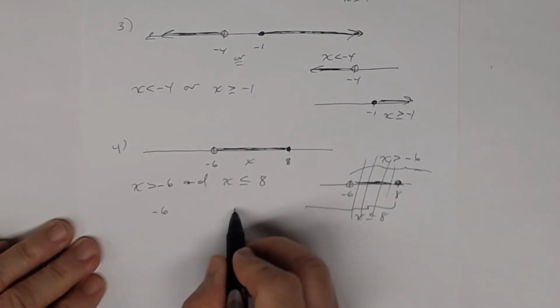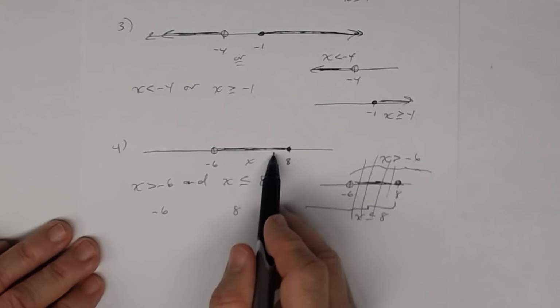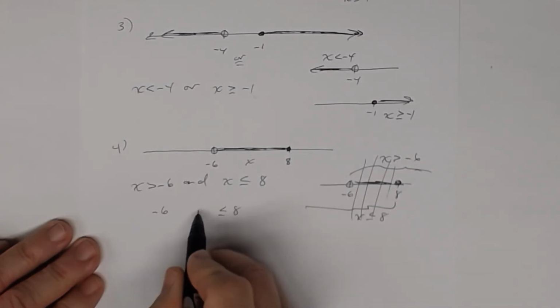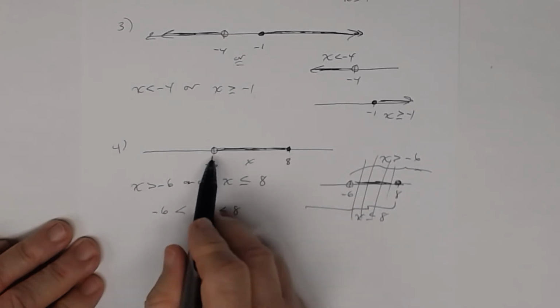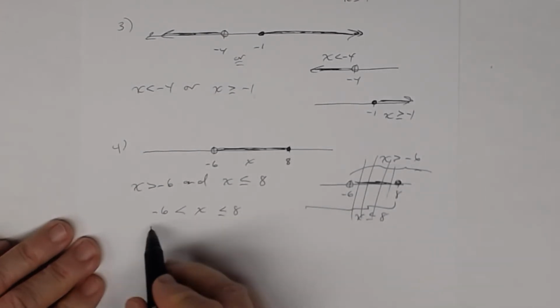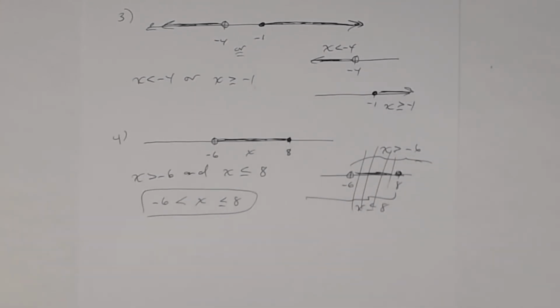So -6 and 8, and the symbol will be, since there's a closed circle, we're going to say less than or equal to X, and then since that's an open circle, you're just going to use less than. Okay? And so that's the answer there. Very simple, right? Very simple process. Not difficult at all.